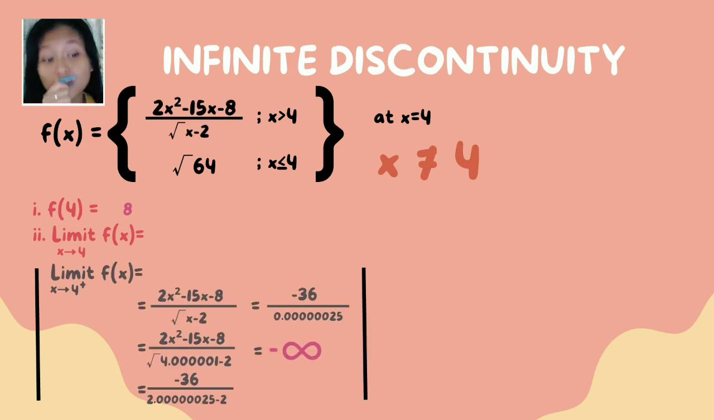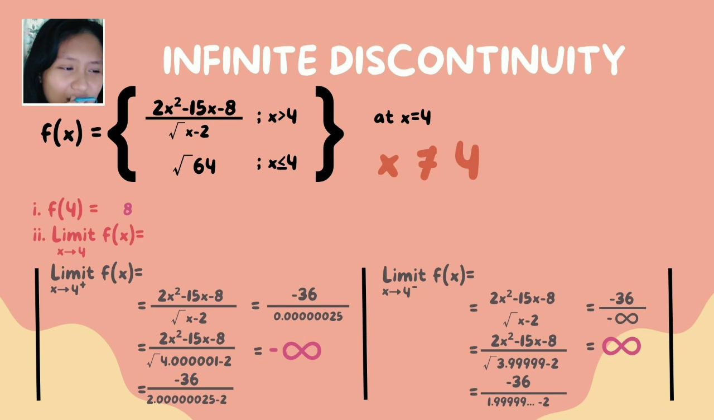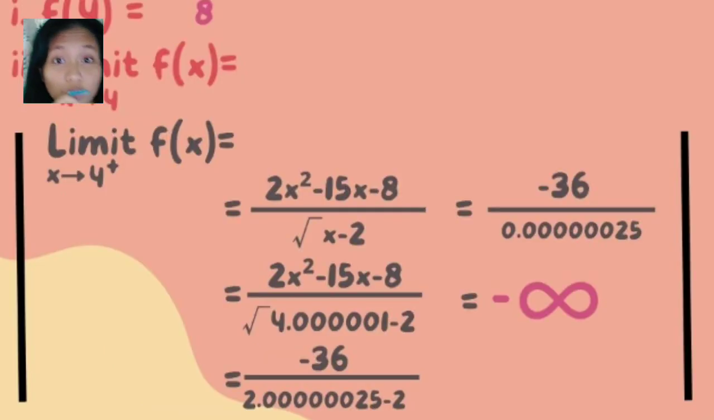From the right, I chose 4.00001 and from the left, I chose 3.99999. After substitution, we have to solve for it. So, negative 36 over 2.0000025 minus 2 equals negative 36 over 0.0000025. The denominator is part of the infinity. So, negative 36 divided by positive infinity equals negative infinity.